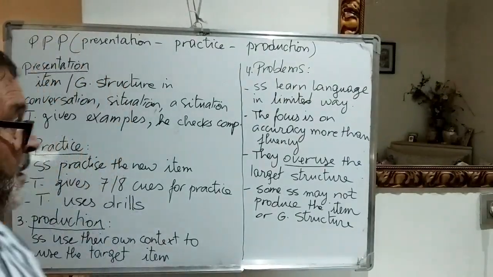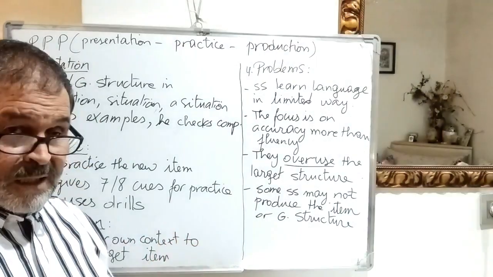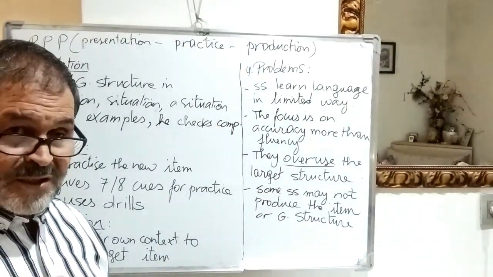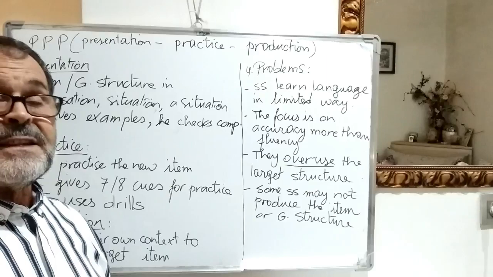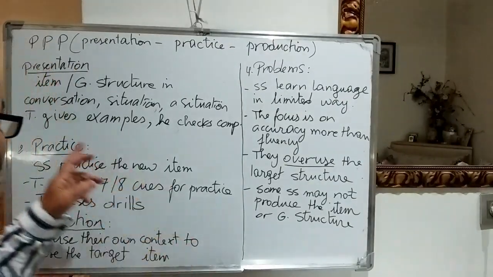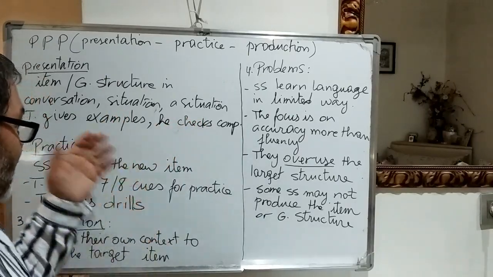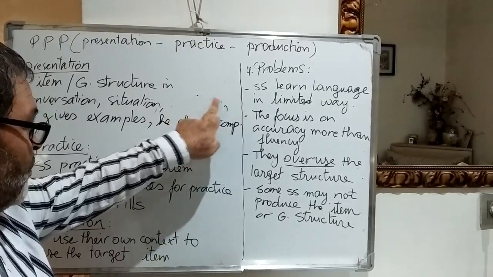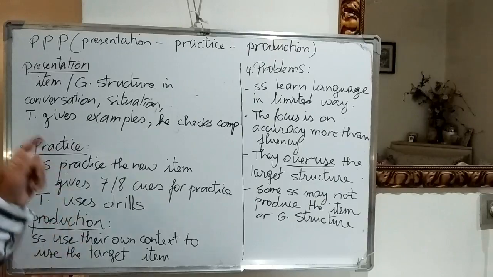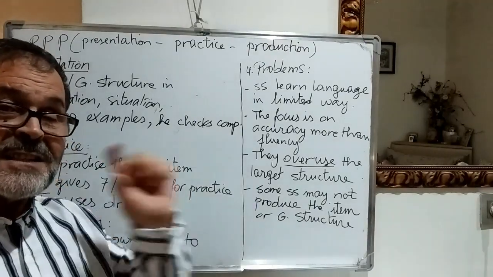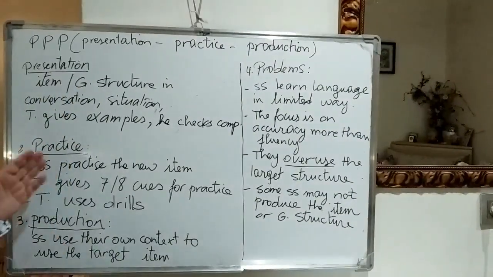So the first stage, presentation. Concerning the vocabulary, we take, for example, difficult words, new words. It can be 5, 6 words or 4 words, it depends on the text, and then we present it. How do we present it? Conversation, situation, or picture, or any other way. Then the teacher gives examples, he checks understanding, he checks comprehension. This is the presentation. Then we go to practice.